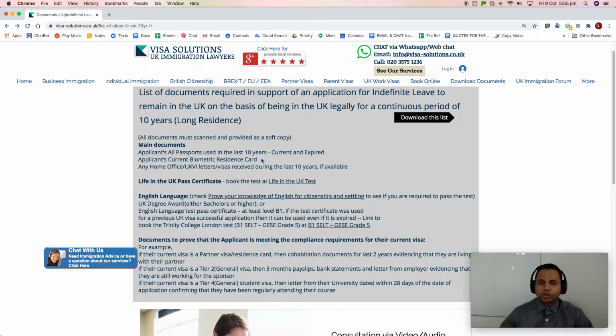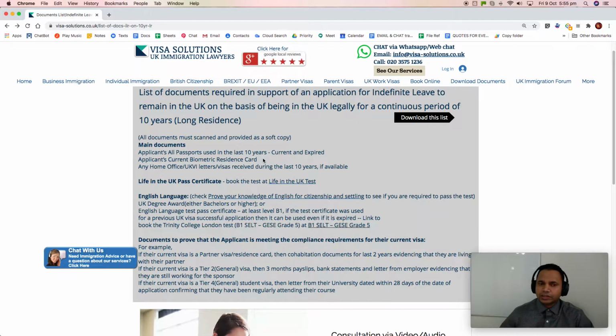They will also randomly or do a 100% check of all the absences, depending on how many absences there are. So they need to see all the passports, all the stamps of entry in the UK. That's how they will match it. You have to scan all the pages.